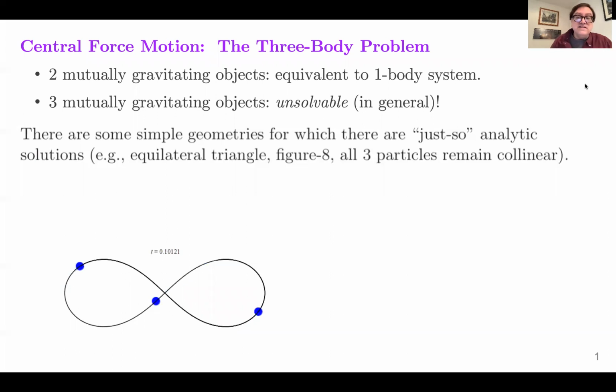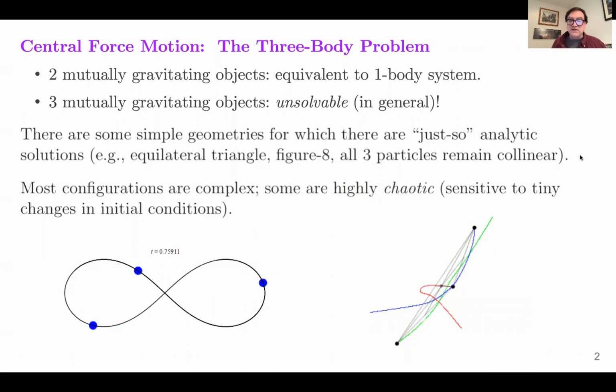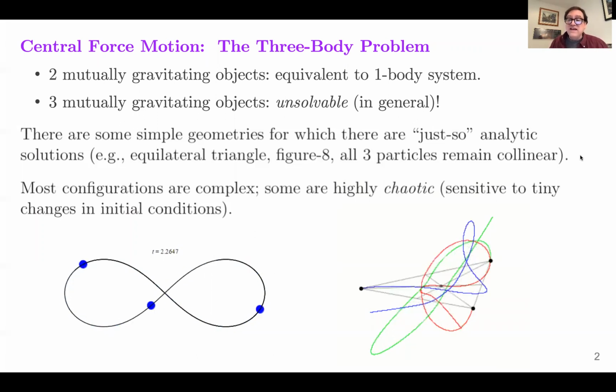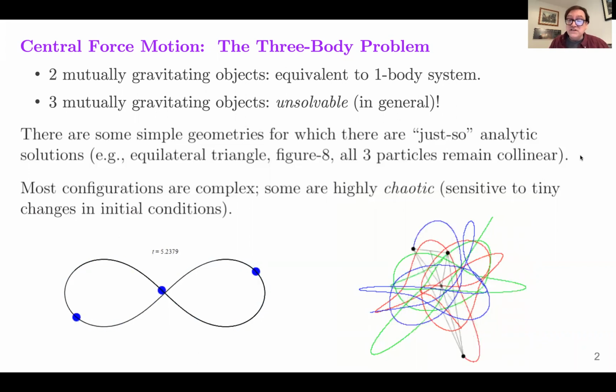There are these special cases, these just-so analytic solutions, like this figure 8 that I'm showing down at the bottom. Also an equilateral triangle of three bodies that are all orbiting around some center of mass. But just perturb them a tiny bit, and they turn into something much more chaotic and stochastic, and very, very sensitive to small changes in the initial conditions.